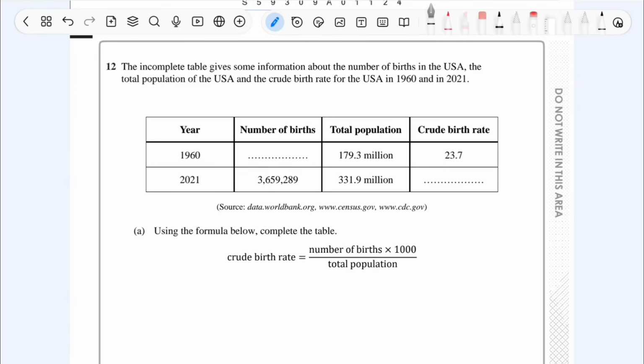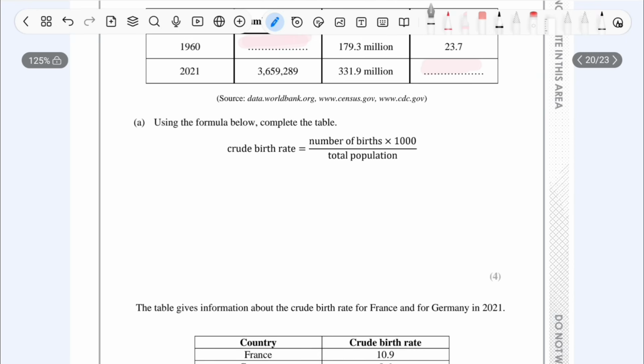The incomplete table gives some information about the number of births in the USA, the total population of the USA, and the crude birth rate for the USA in 1960 and 2021. So we need to find the number of births, and we also need to find the crude birth rate for the respective years. Now they've given us the formula.